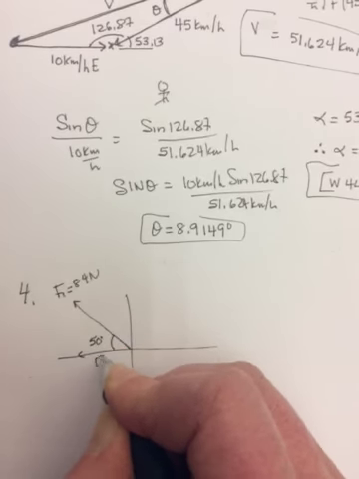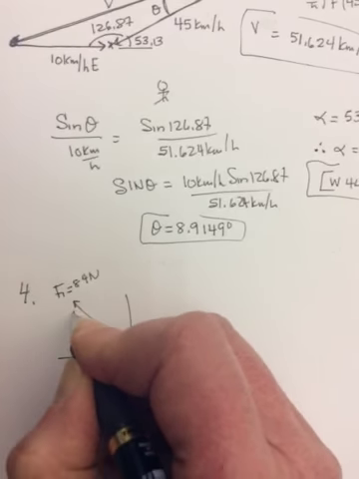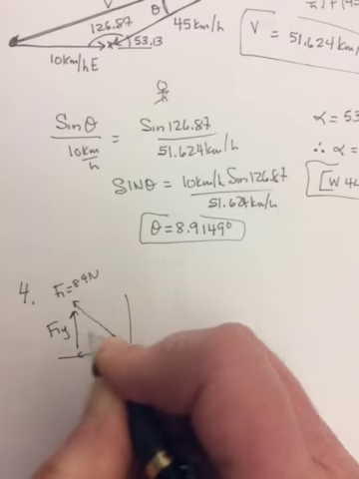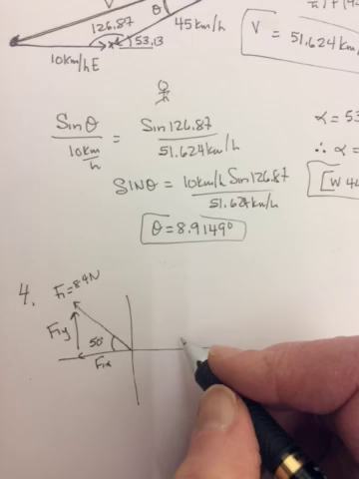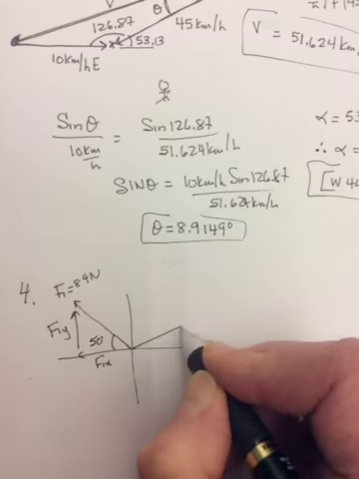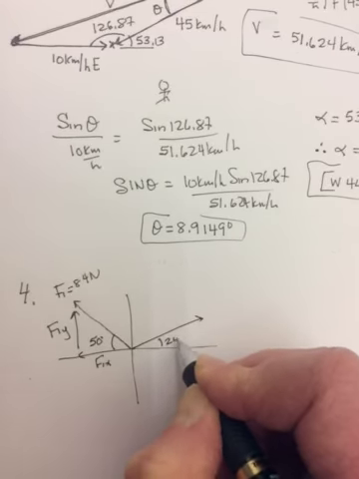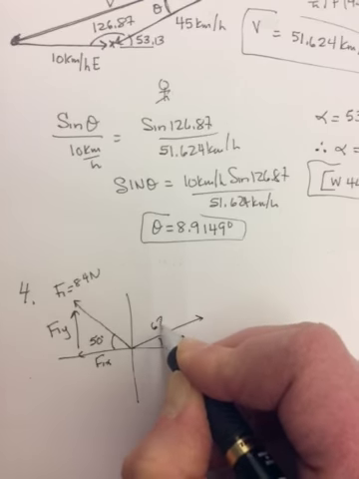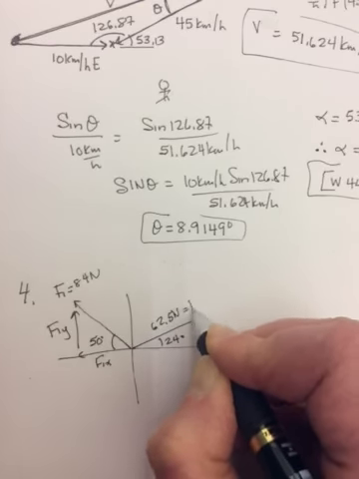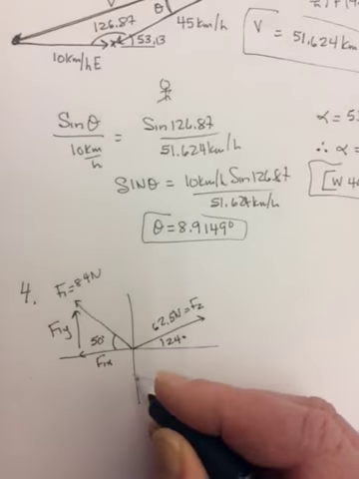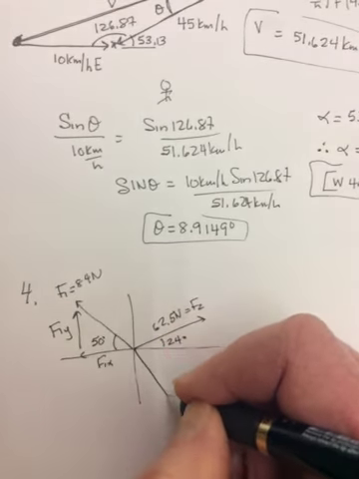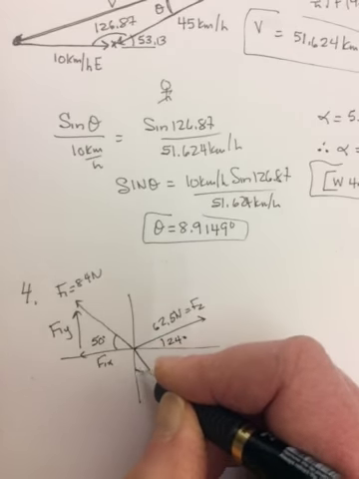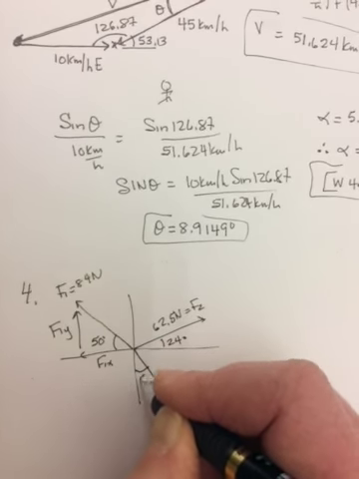So this will be your F1x. This will be your F1y. The second one is 62.5 east-north. So here, this angle is 24 degrees. 62.5 newtons is F2. Okay, and then F3 is southeast, and this is the one that may have messed you up. Southeast is in here, and this is 55 degrees.